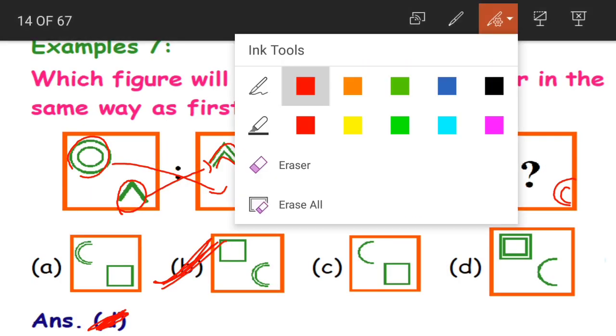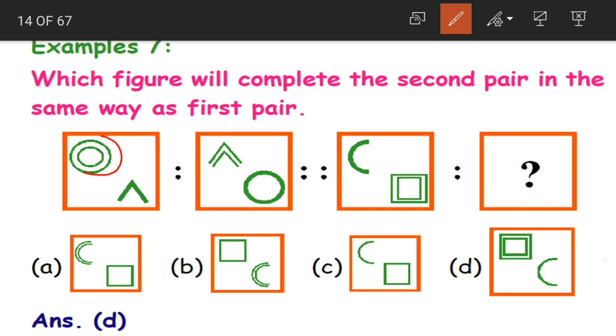Yes, also you can say that here we had circle and triangle, but when it came to figure 2 the places interchanged. Here instead of two circles we have triangles, and instead of a triangle we have a circle. In the same way, instead of circle we'll have square, and instead of square we'll have the semicircle.